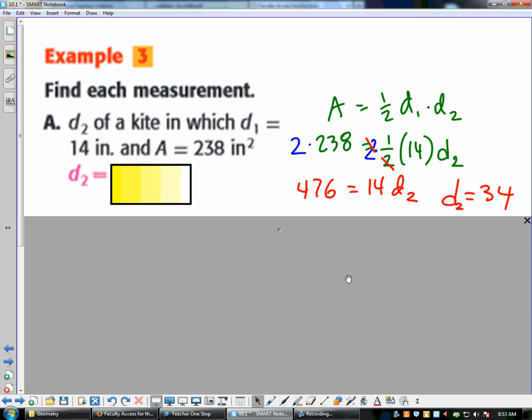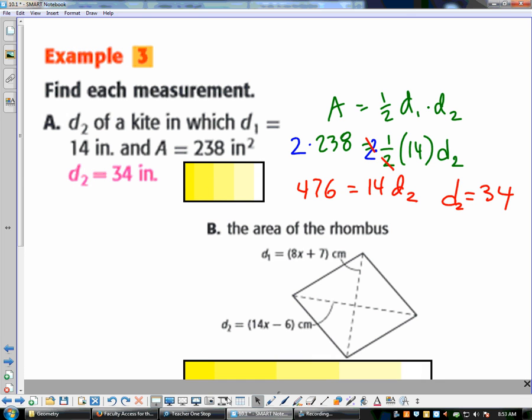What units are we talking about? Inches or inches squared? Inches. Just inches, because we're talking about length.